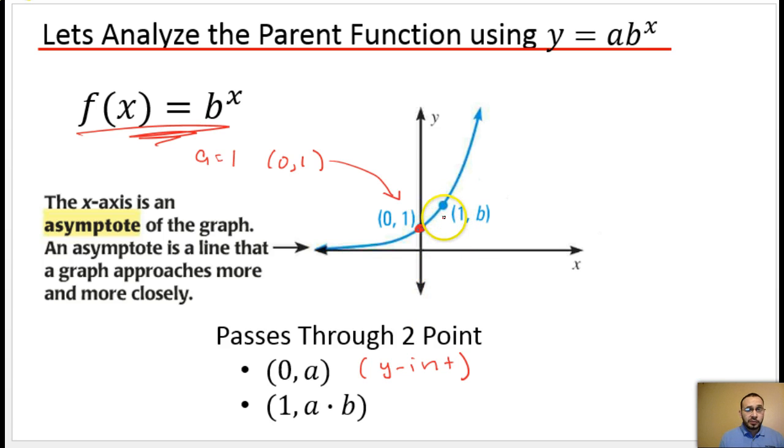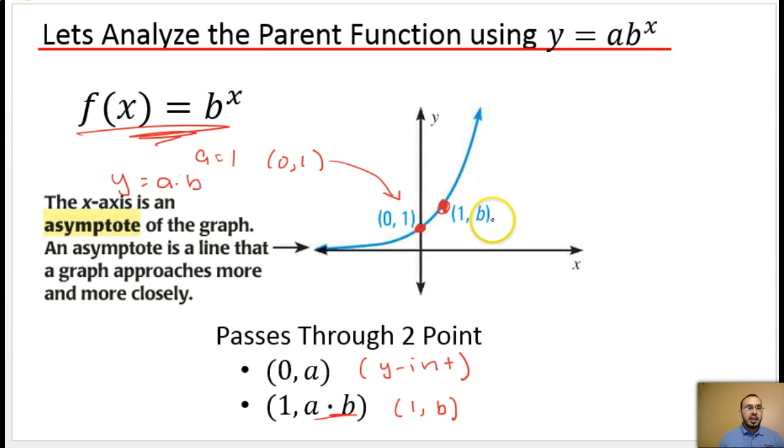The second point we want to look at, all exponential graphs will pass through these 2 points. Every single exponential graph will pass through these 2 points. So the second one we want to look at is when our x value is equal to 1. So if we look at our parent function, if our x value is equal to 1, then y, we still have that a and that b. So y will equal a times b. And this is our y value, a times b. It just so happens that in this parent function, a is equal to 1, and we don't know what b is. So our point would be 1, b. And that's where we get this point from.